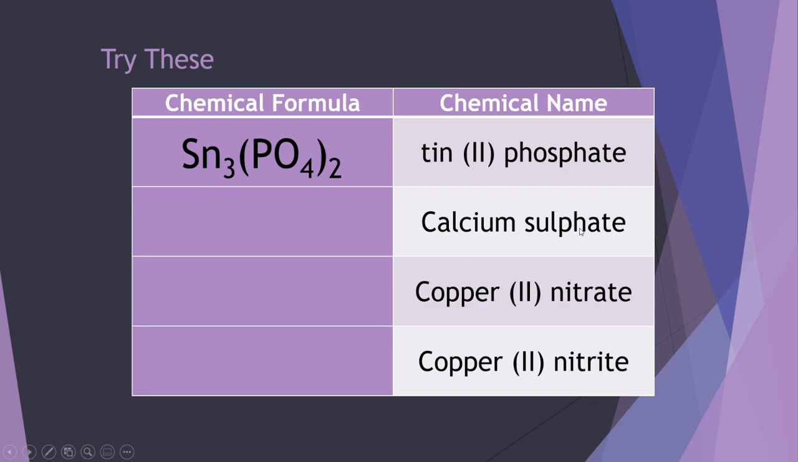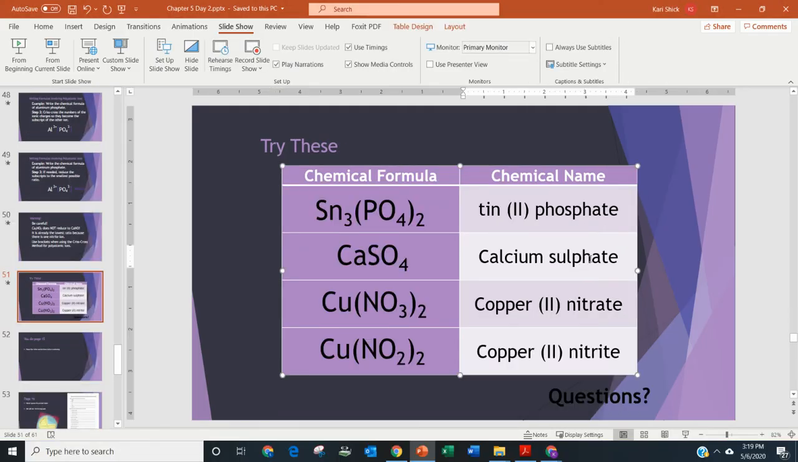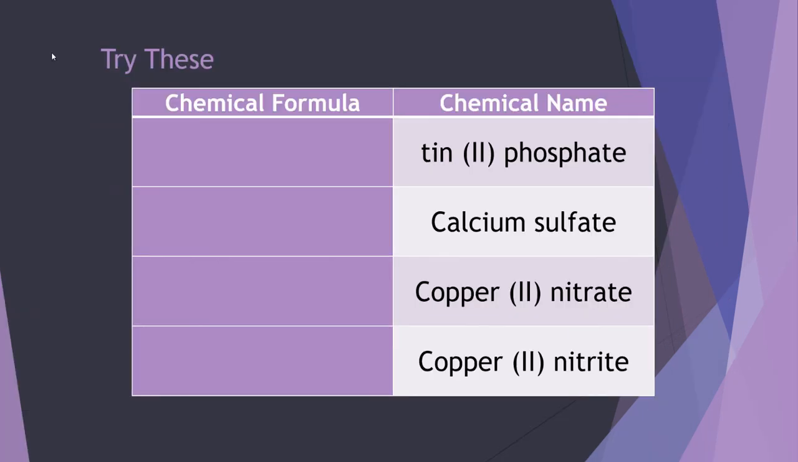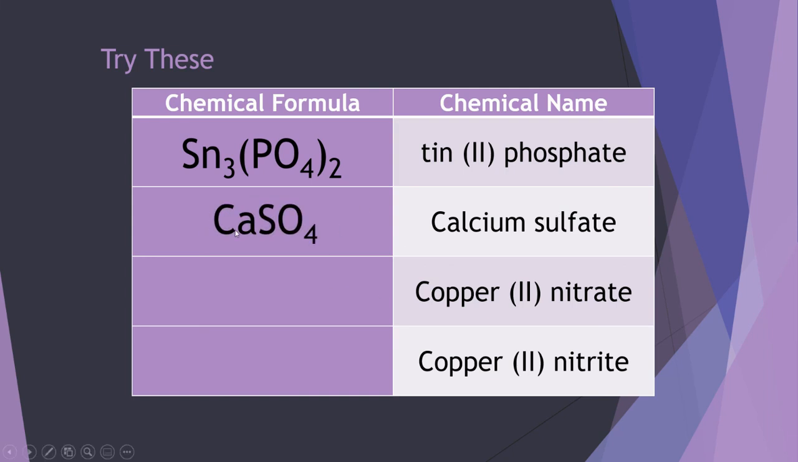Next one, calcium sulfate, and there's that British spelling again. So calcium has a +2 charge. Sulfate has a -2 charge. When we crisscross and simplify, they're both going to have 1, so it's CaSO4. So you don't need parentheses around here because there's only 1.